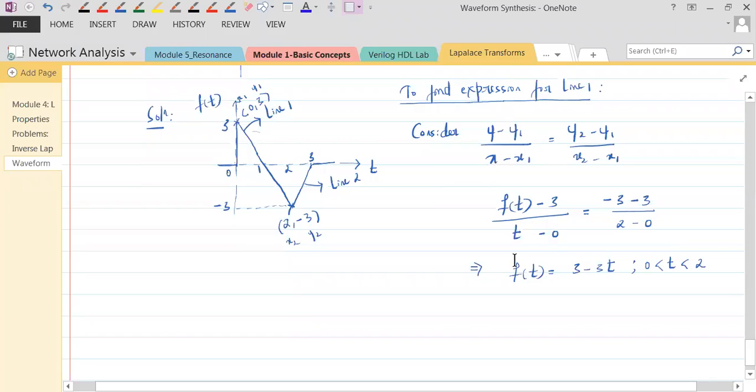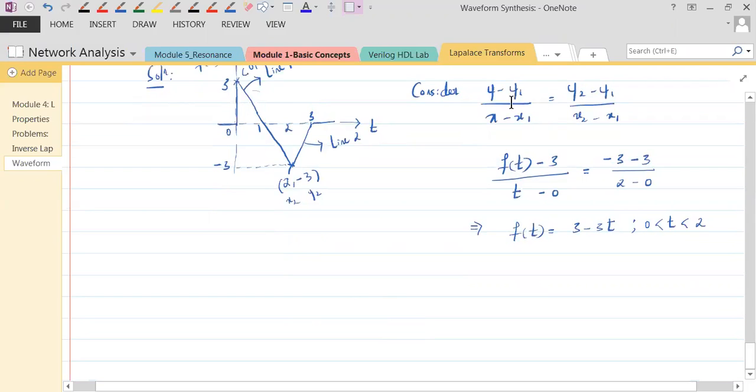Now the similar exercise needs to be performed to obtain the expression for line 2, which I'm not doing. You can do the same with this particular expression. So I'll give you that.